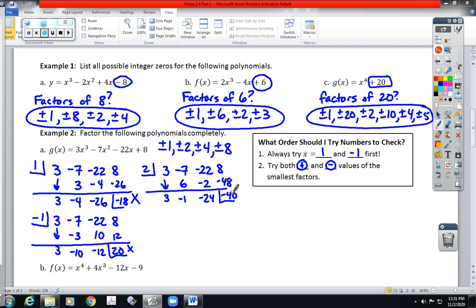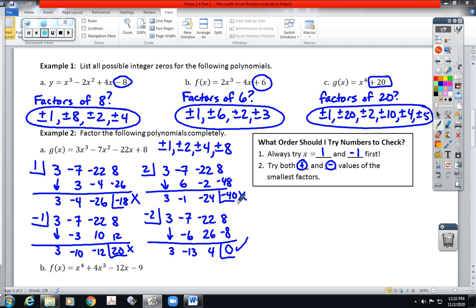So 2 didn't work. Means we move on to -2. We're going to keep trying until we find one, which I'm betting this one will work. So 3 comes down. 3 times -2 is -6. Add down is -13. 2 times -13 is 26. Add down is +4. -2 times 4. There we go. We found one that works. There's the one that works.